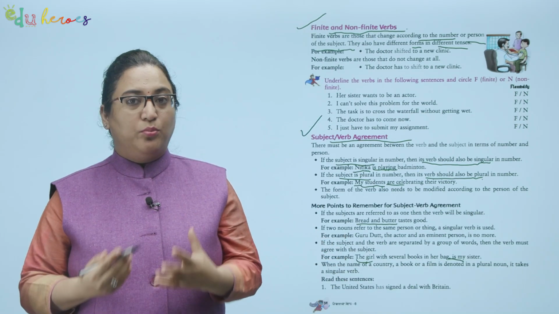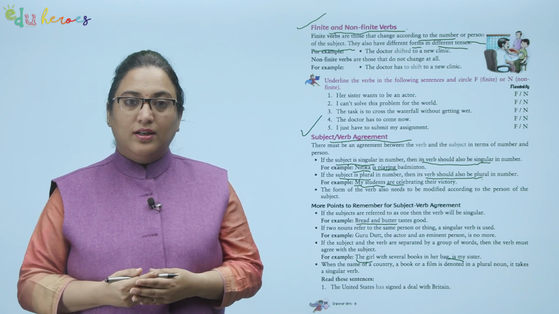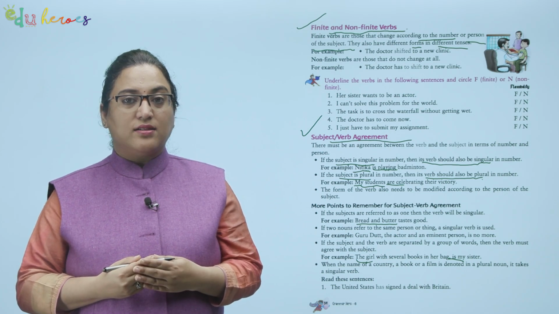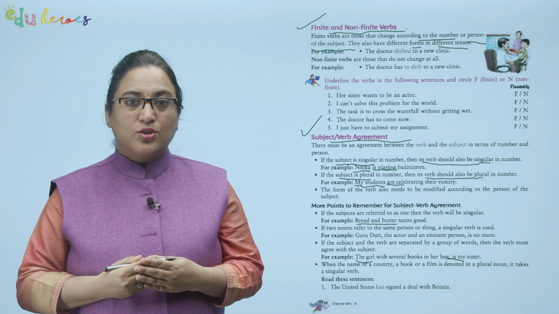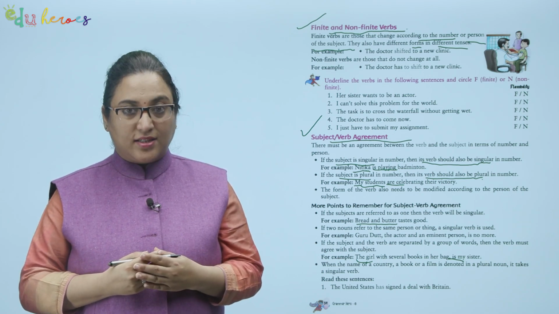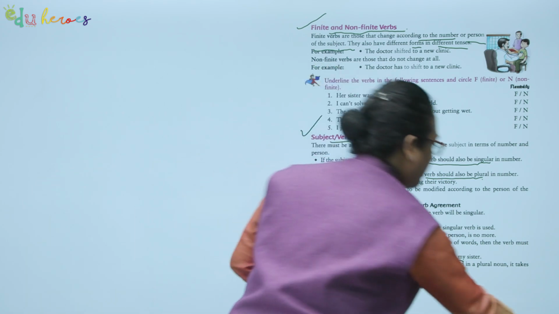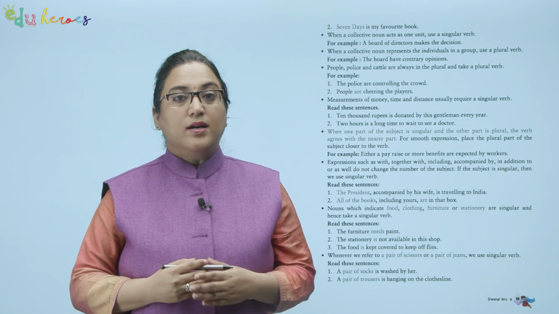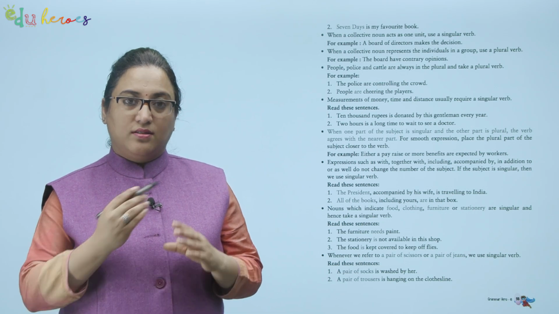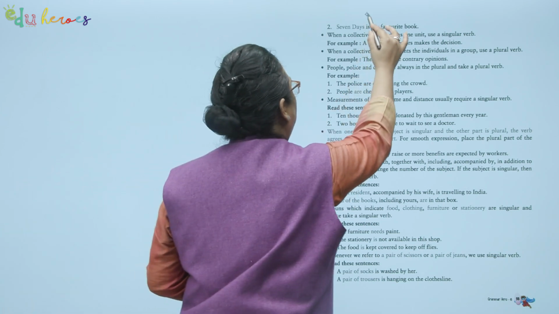When the name of a country, a book or a film is denoted in a plural noun, it takes a singular verb. Let's read these sentences. The United States has signed a deal with Britain. So, has is the verb here, which is agreeing with the subject, the United States, and which is the name of a country. Similarly, 7 Days is my favorite book. So, 7 Days is the name of the book, and is is the verb, which is agreeing with the subject.